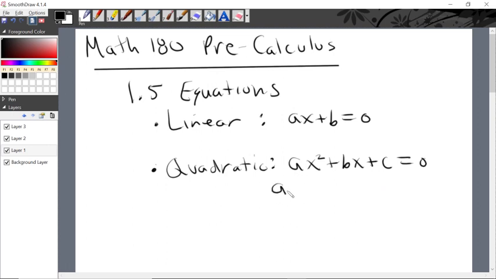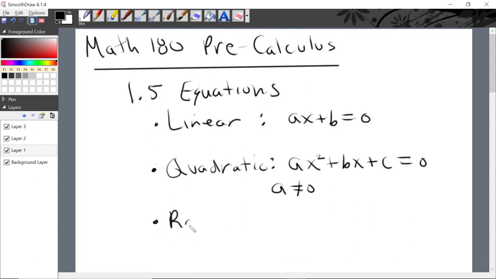Why is a not equal to 0? Well, if a was equal to 0, then this would just be bx plus c is equal to 0, and that would mean this would actually just be a linear equation, right? If a was equal to 0, this would have been linear. Okay. Some other types of equations.